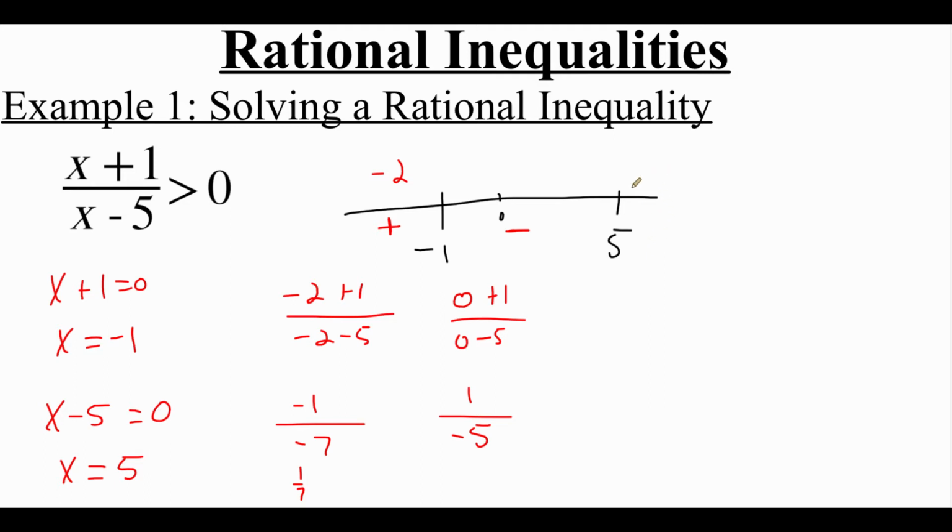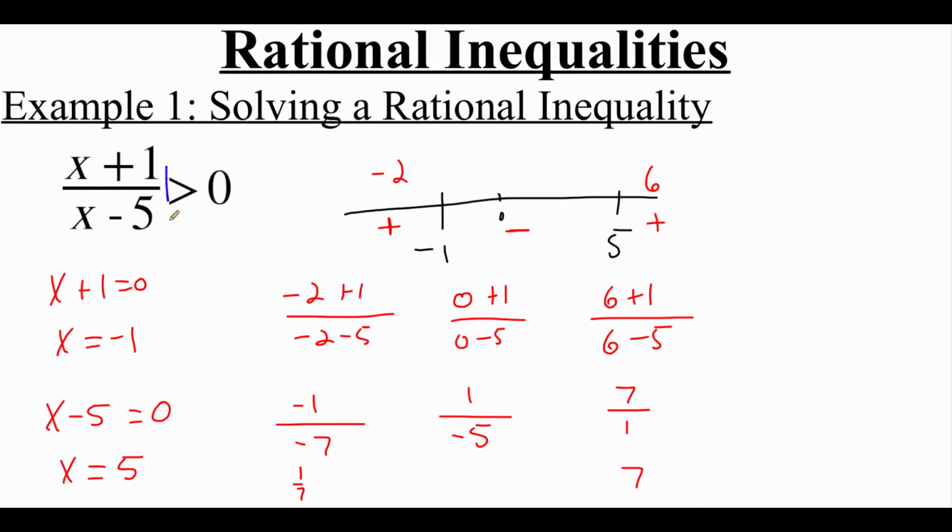Then I want to plug in a test value on the right-hand side, something bigger than 5, so maybe we use 6. So we go 6 plus 1 over 6 minus 5. 6 plus 1 is 7. 6 minus 5 is 1, and 7 divided by 1 is just 7. We got a positive answer, which means that this is a positive interval.